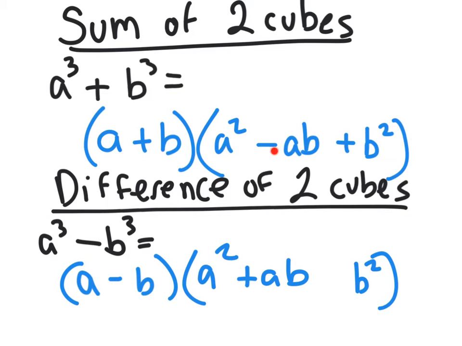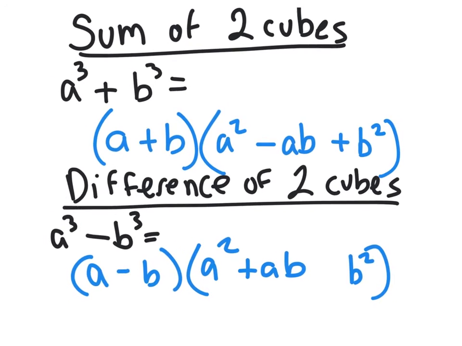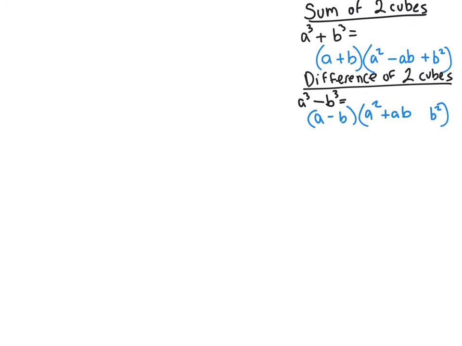That's also true on this above formula. You started out with A plus B, so this middle sign has to be a minus. Right here it's a difference, so you started off with a minus, this middle sign has to be a plus. So we have to memorize these guys. So let's go through a simple example. We'll put these formulas over here.